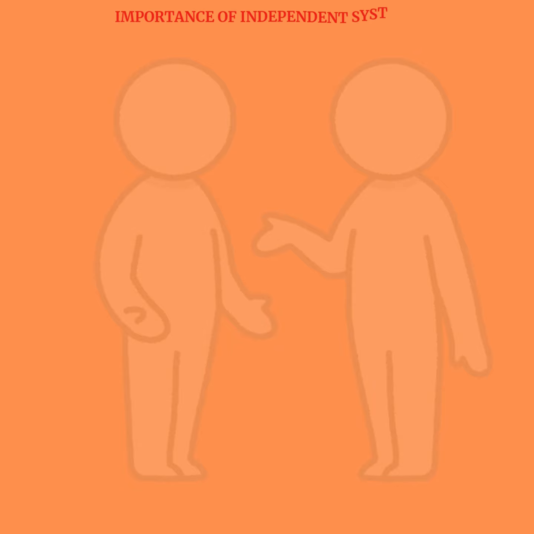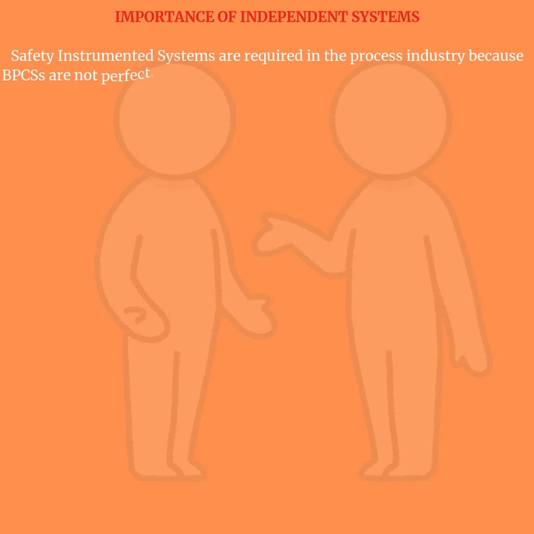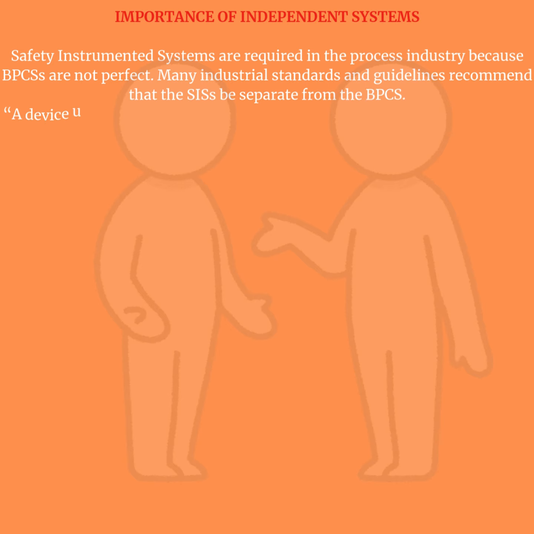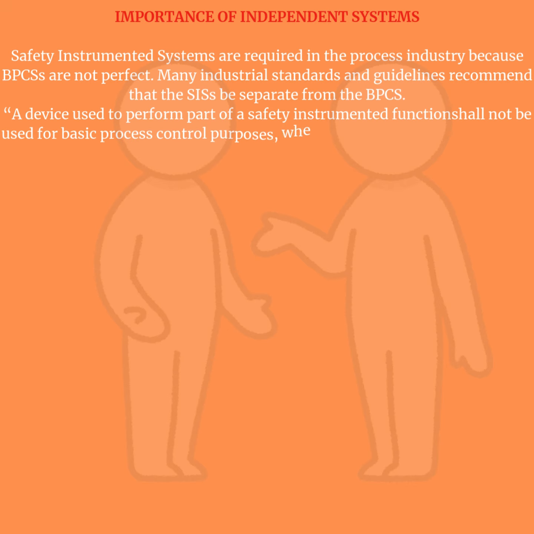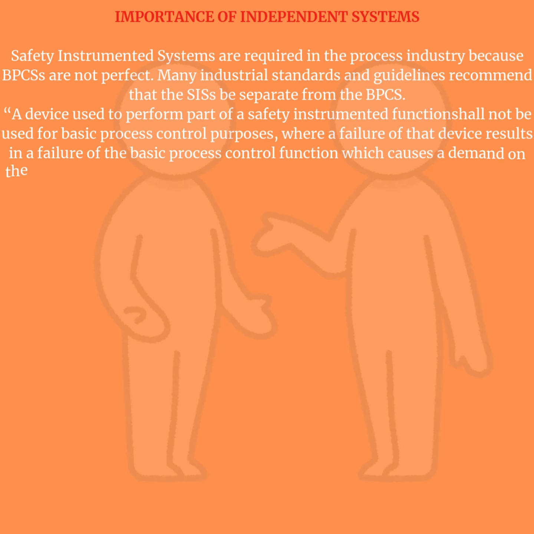Importance of independent systems. Safety instrumented systems are required in the process industry because BPCSs are not perfect. Many industrial standards and guidelines recommend that the SIS be separate from the BPCS. A device used to perform part of a safety instrumented function shall not be used for basic process control purposes, where a failure of that device results in a failure of the basic process control function, which causes a demand on the safety instrumented function, unless an analysis has been carried out to confirm that the overall risk is acceptable.